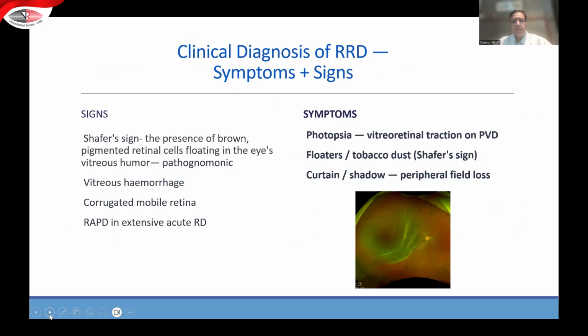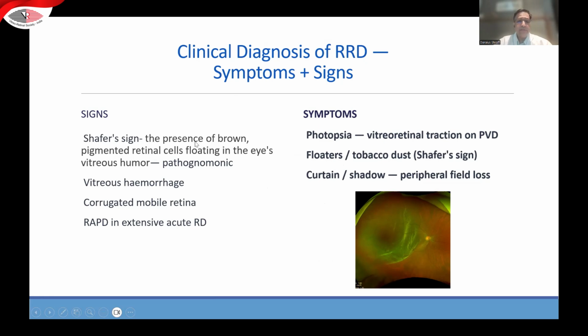Whenever we are confronted with this sort of a patient, we must first ask the patient what are the symptoms they're having. So photopsia is something which is very important. So flashes is something you always need to ask for in a patient you suspect a retina detachment. Floaters are also something which a patient often notices because of tobacco dusting, etc. Or a curtain or shadow, because you can see in this diagram how retina is getting detached. So the patient will be having a field loss. Look for this when you're doing clinical exam.